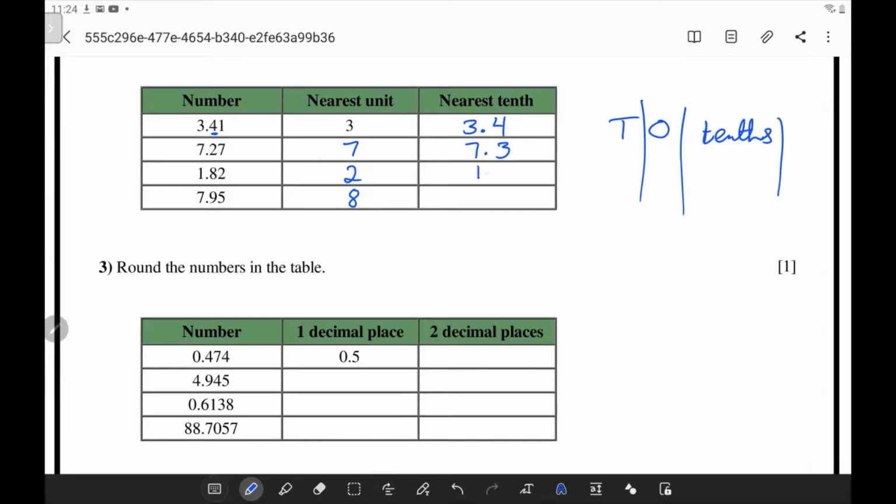1.9? No, careful. 1.8. Right? Remember, you have to look at the number after it and see if it is 5 or more, then add 1. If it's not 5 or more, leave it alone. And 7.95, change its time. Seven? 8. Yeah, right, cool.